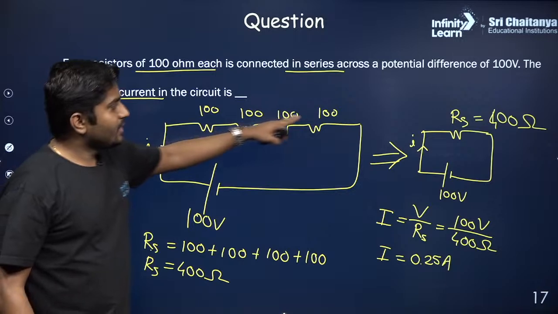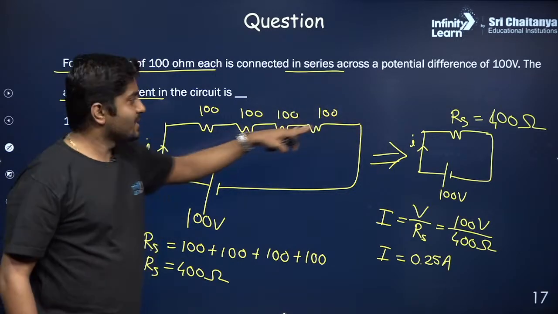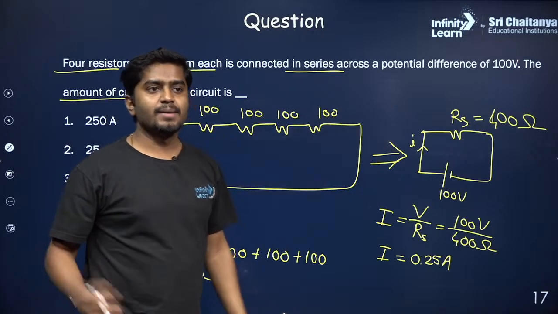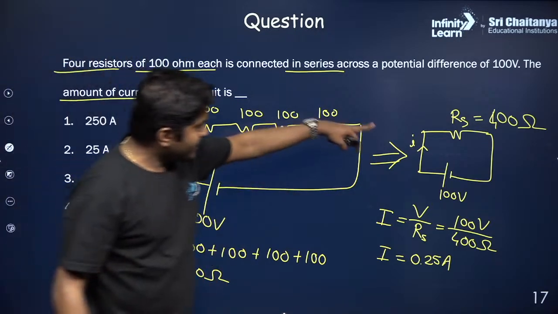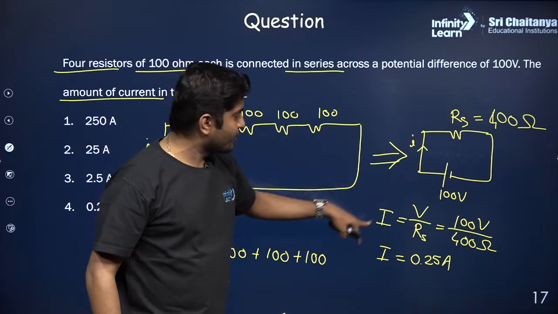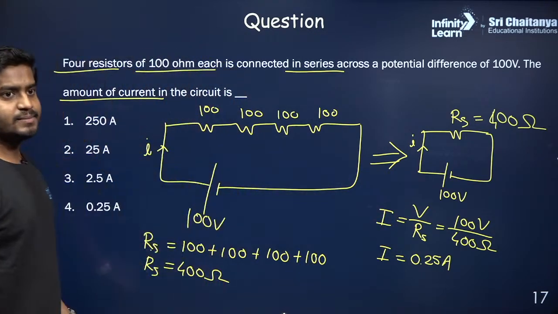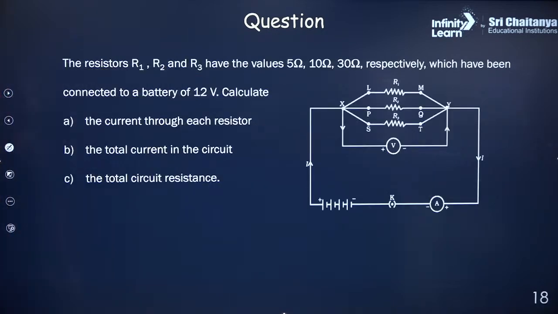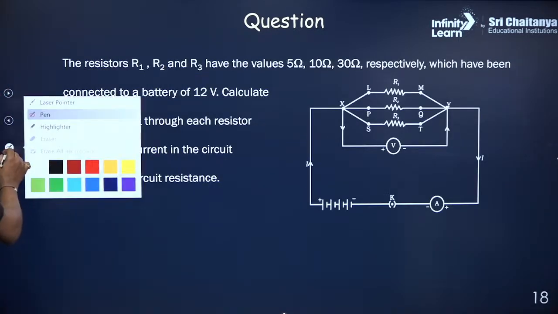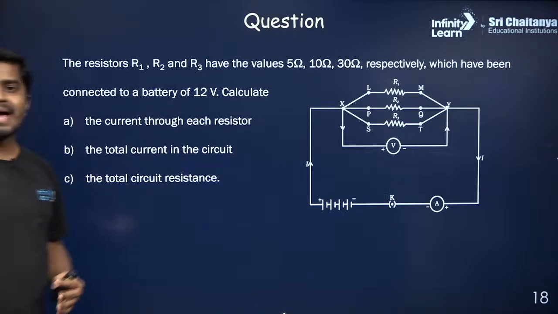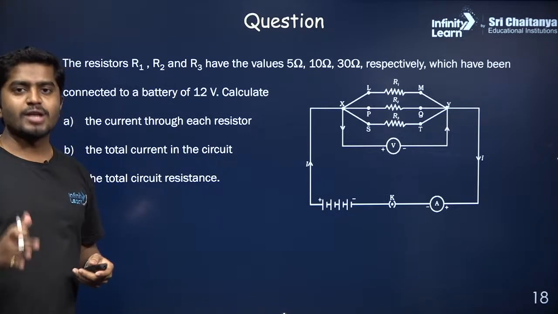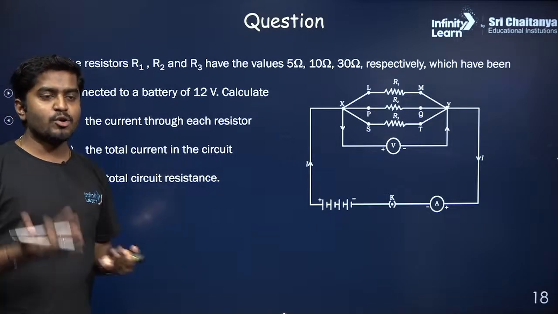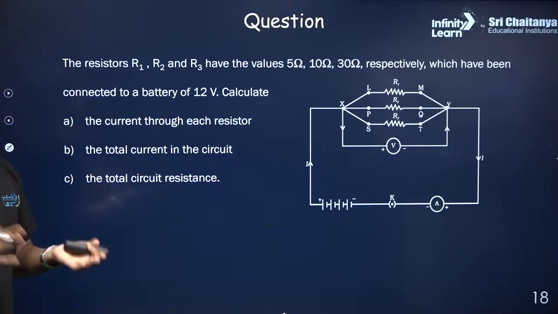Just calculate the effective resistance. There is a series combination, so I have calculated the effective resistance for the series combination, and then used Ohm's law to calculate the current in the circuit. Okay, let's go to the next question. Okay, solve this. If anyone has doubts, you can pause the video and try to understand which step you have missed.